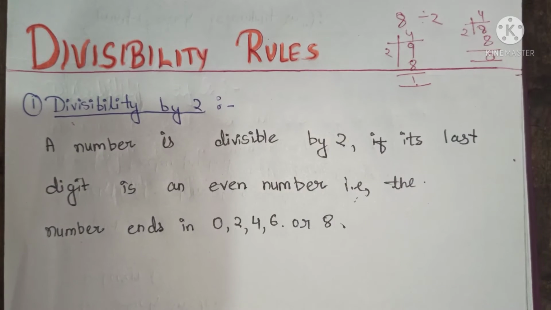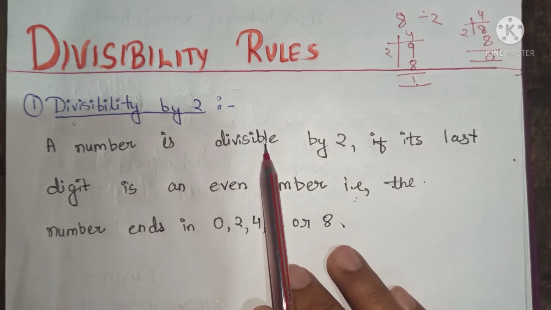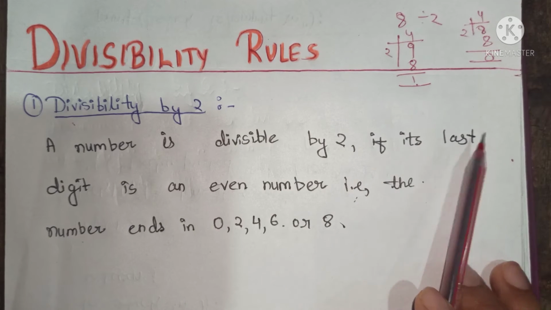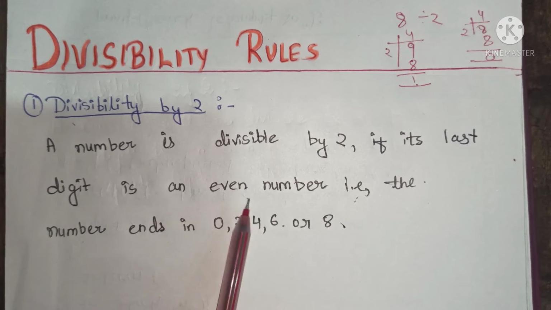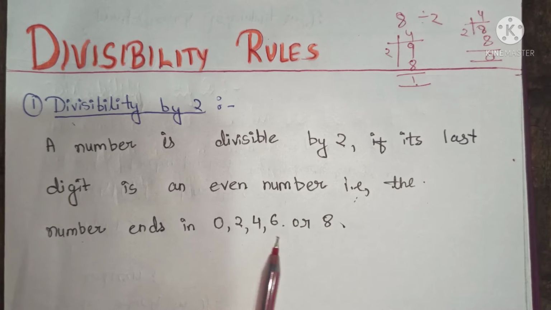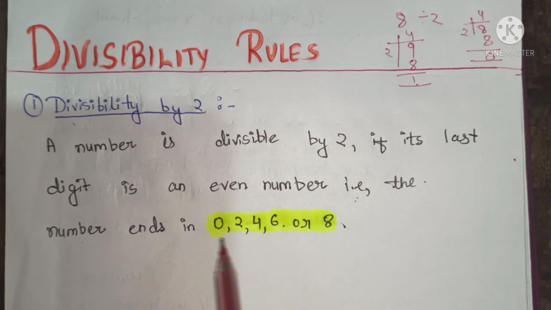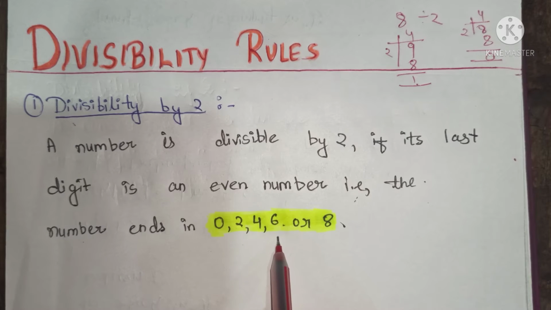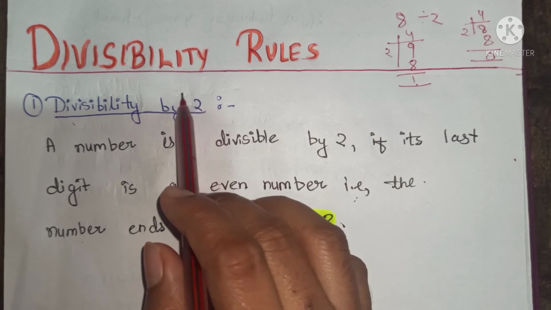So how can we find it out without dividing? There is a rule for 2. A number is divisible by 2 if its last digit is an even number. Even number means 0, 2, 4, 6 or 8. If the last digit of any number is 0 or 2 or 4 or 6 or 8, then without dividing, we can directly say that it is divisible by 2.